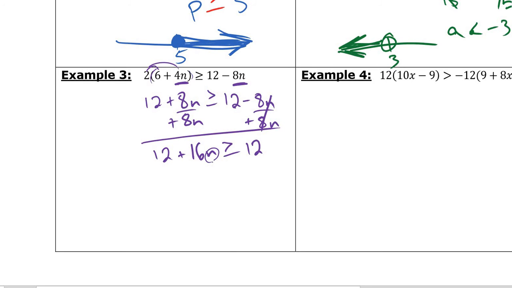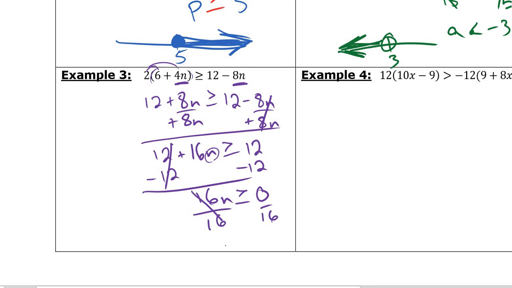Now I recognize I want to get the n on its own, 16 times n, but first I have to get rid of whatever's being added or subtracted, that 12. So I'm going to go minus 12, minus 12. 16n is greater than or equal to 12 minus 12, which is 0. Now I need to get rid of the 16. Divide by 16, divide by 16, it's gone. N is greater than or equal to 0 divided into 16 groups, which is still 0. Number line is simple, 0 in the middle. It's a closed circle since it's greater than or equal to, and it's greater than, so I shade to the right.